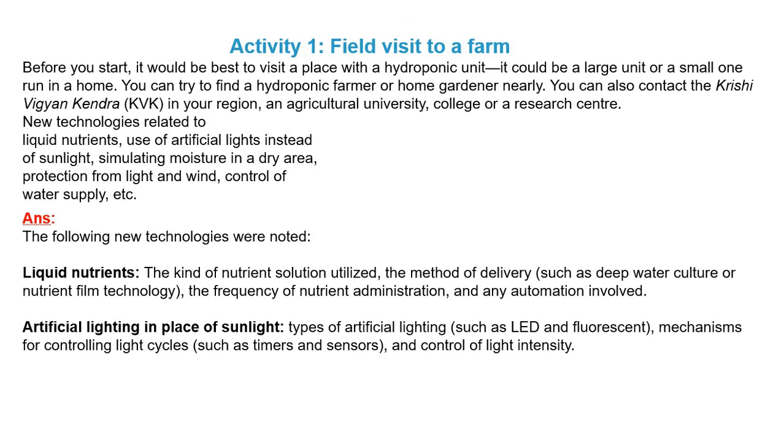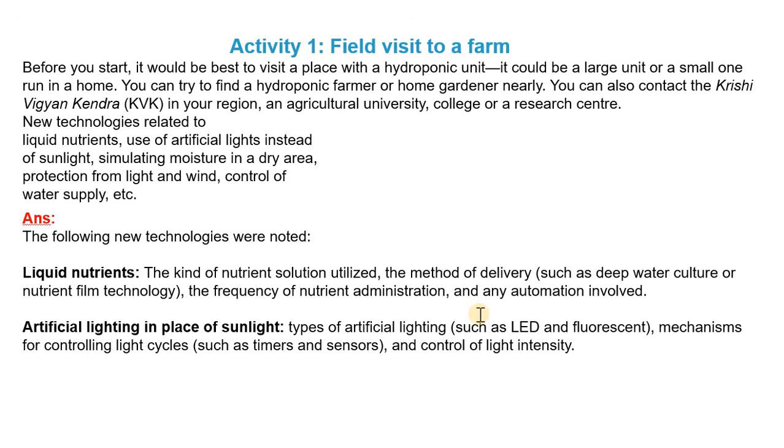Field visit to a farm. Before you start, it would be best to visit a place with a hydroponic unit. It could be a large unit or a small one run in a home. You can try to find a hydroponic farmer or home gardener nearby. You can also contact the Krishi Vigyan Kendra (KVK) in your region and an agricultural university, college or a research center.